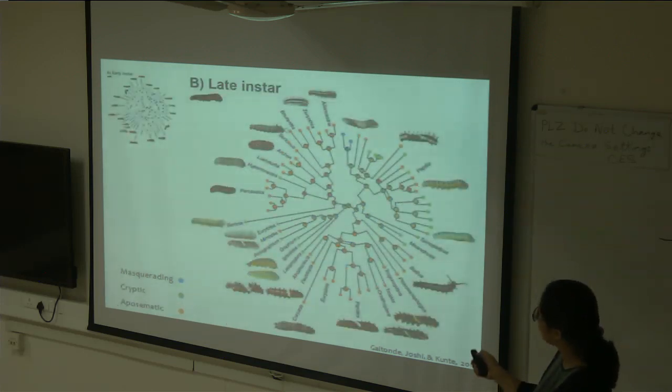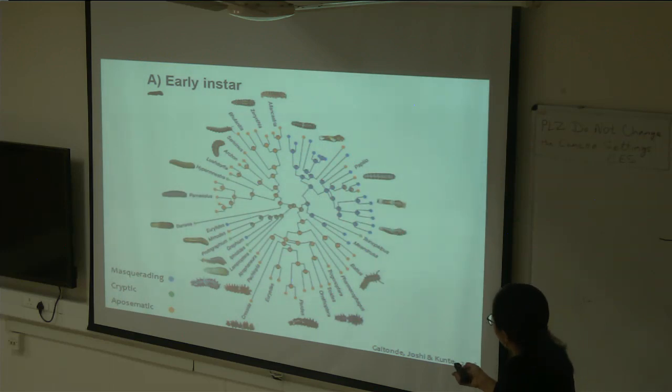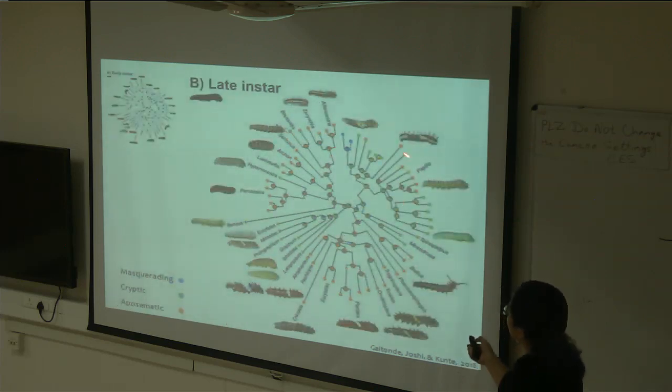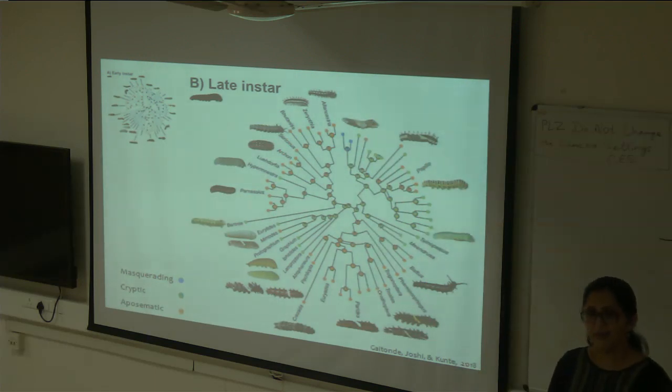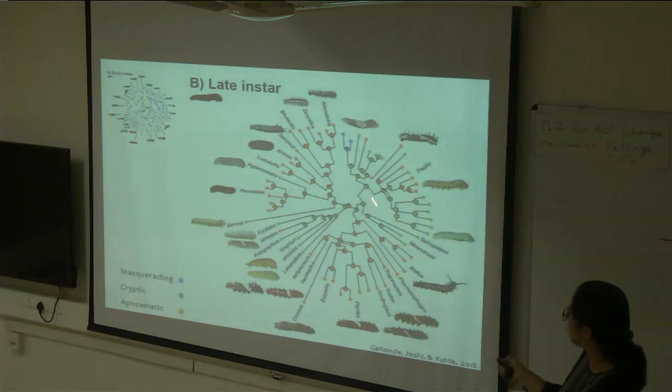Then we mapped late instar. Again, three strategies which they could potentially use: aposematism, cryptic, and masquerading. Interestingly, all the ones which were showing masquerading now show cryptic coloration. So when they become bigger, their defense strategy changed. When they were smaller, they could afford the variation in their defense strategy. Now all the bigger ones were showing cryptic coloration.